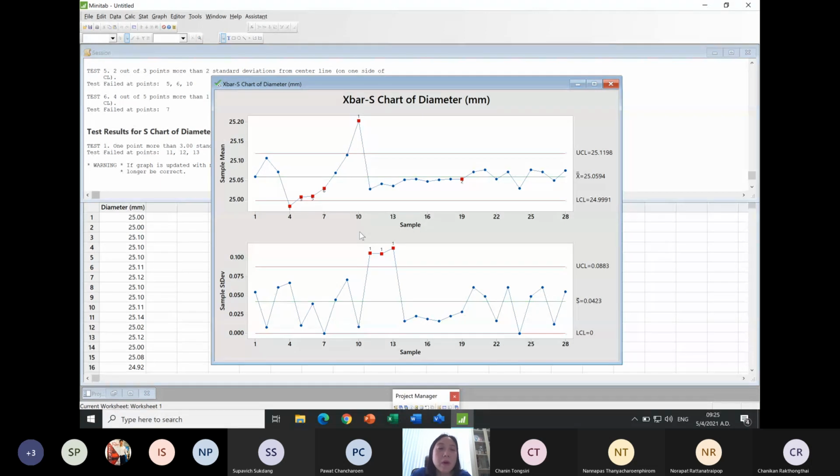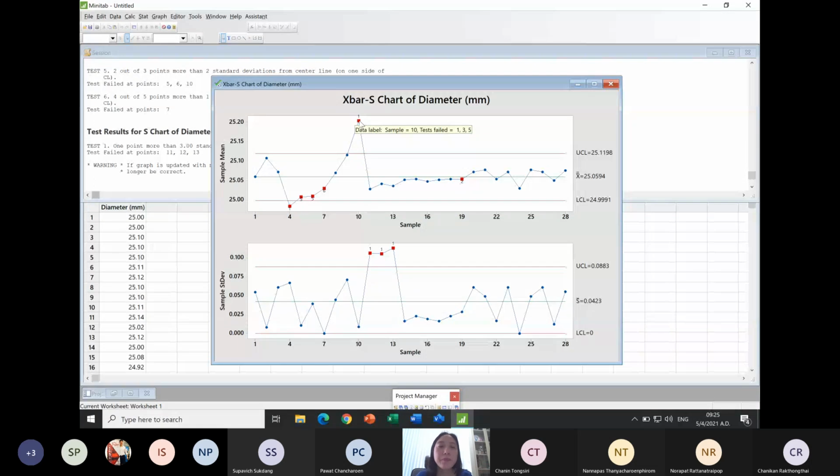And Micah, if you click on subgroup number 10 again, you will see that the test failed are 1, extreme point, 3, trend, and number 5. If you take a look at number 5, it is 2 out of 3 in zone A or beyond. Micah, please go to Minitab and then show the test.